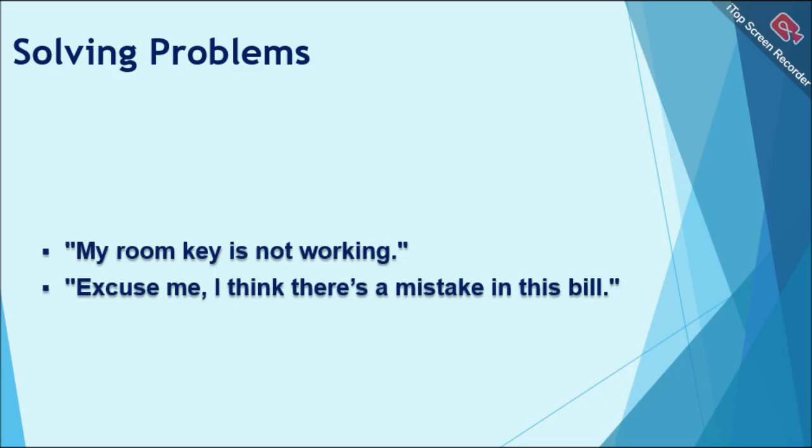Sometimes when we're on holiday, things do go wrong. So here we have two examples. It could be, my room key is not working. So we go down to reception and we explain to them, my room key is not working. And sometimes when we've bought something and paid for it, we have a look and we realize perhaps there's a mistake on the bill. So you could say to someone, excuse me, I think there's a mistake in this bill. Maybe they charged you twice.